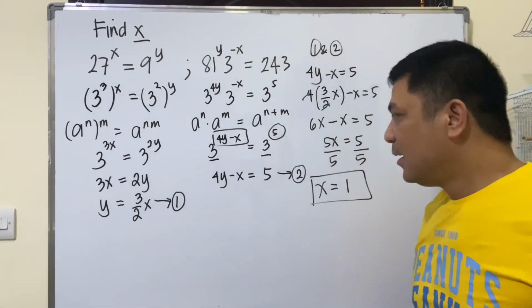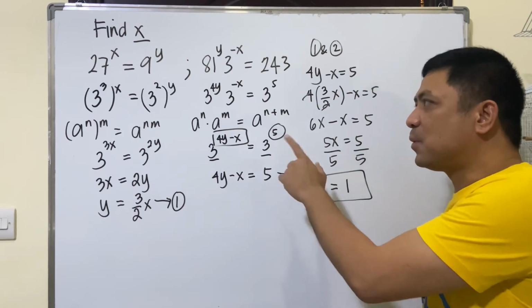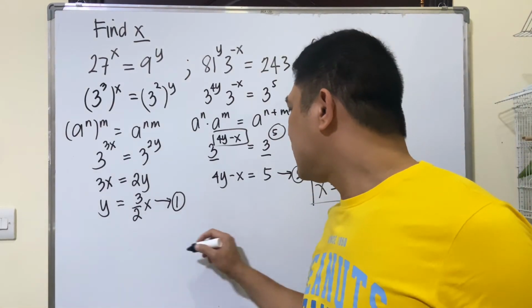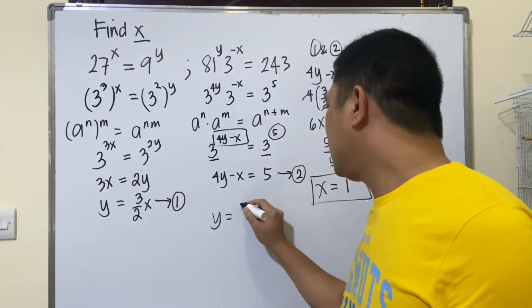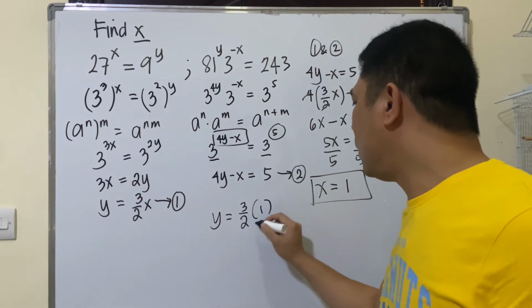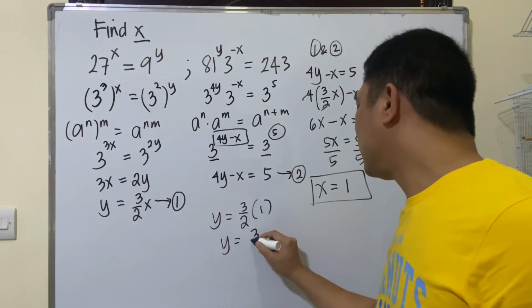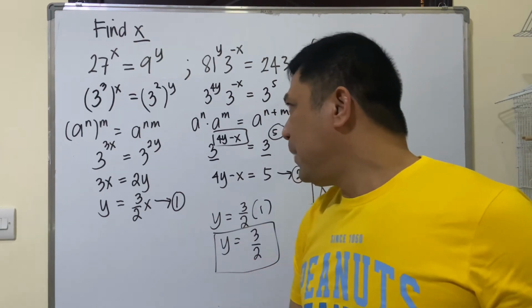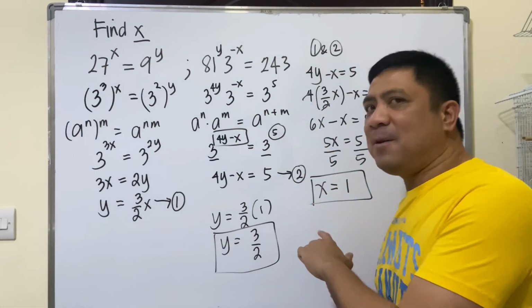Okay? So that's our answer for this problem. If you want to continue, you can also get the value of y. In this case, y is equal to 3 halves of x, with x equal to 1, so y is equal to 3 halves. So that would be our answer for this problem.